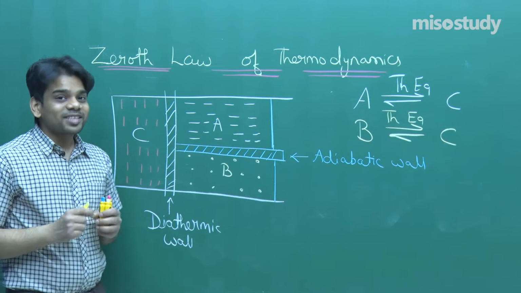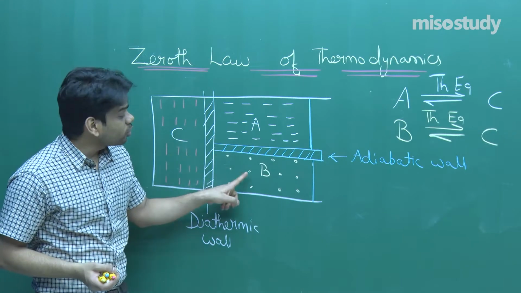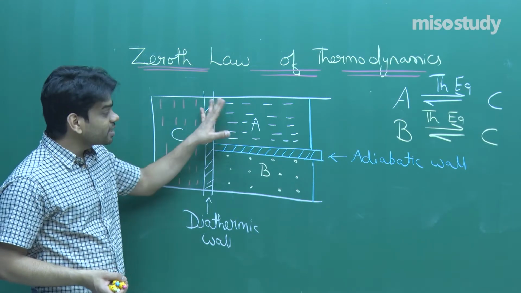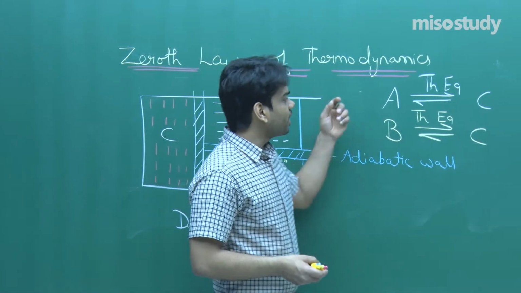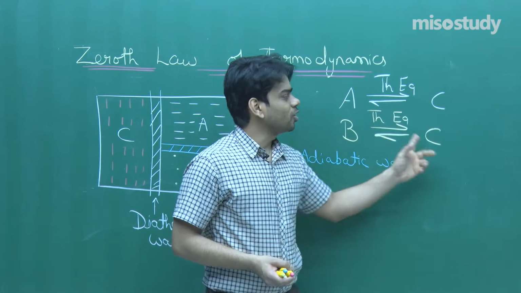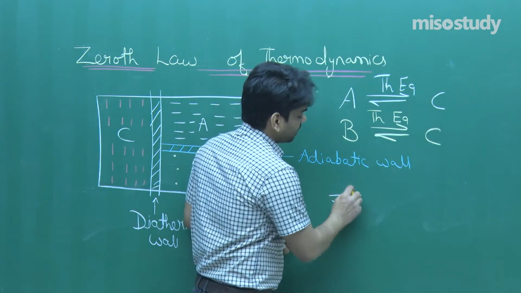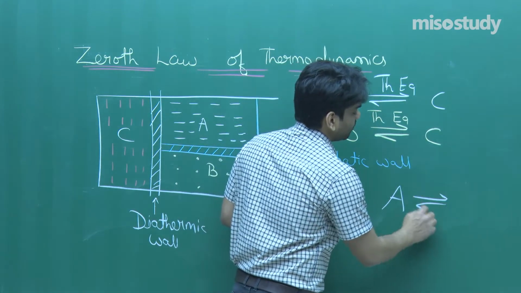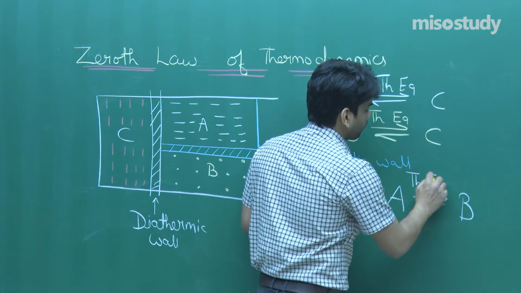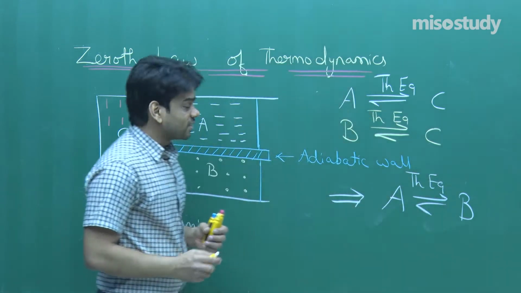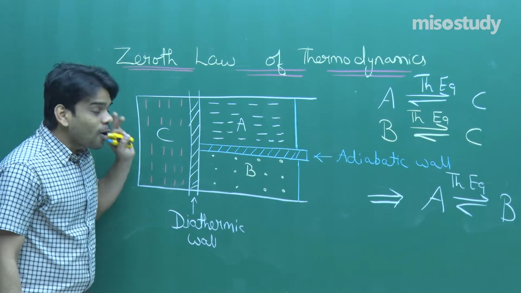Now, the zeroth law of thermodynamics says that if one body is in thermal equilibrium with a second, and another body is also in thermal equilibrium with the second, then the first and third body will also be in thermal equilibrium. That is, as per this example, if A is in thermal equilibrium with C, and B is also in thermal equilibrium with C, it automatically implies that A will be in thermal equilibrium with B. This is the statement of the zeroth law of thermodynamics. So you can see here once again, A is in thermal equilibrium with C, B is in thermal equilibrium with C. Now, how to prove it?